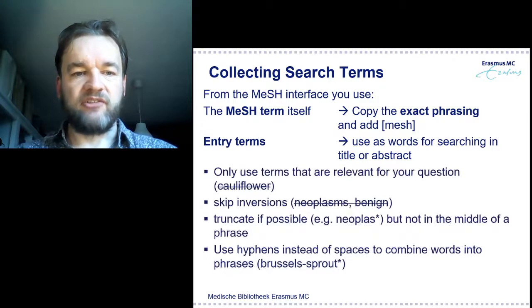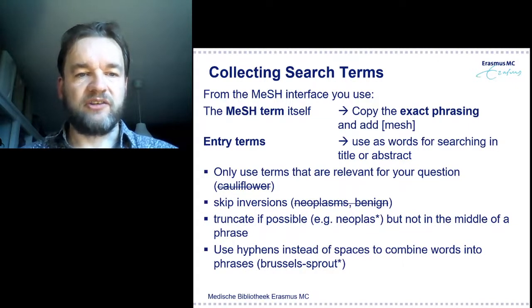A few things to consider when adding entry terms. Use only the terms that are relevant for your question. You are not obliged to add all entry terms. In our case, cauliflower was irrelevant. Also, any inversion can be skipped. Any entry term that has an inversion can be skipped, can be ignored.